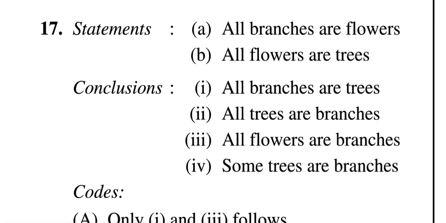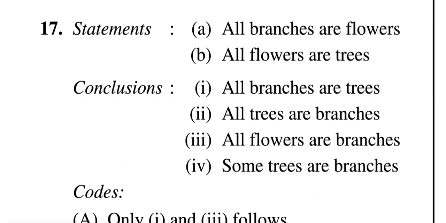Number 17, these kind of questions are often asked, so be used to it. Statements are given like this: all branches are flowers, all flowers are trees. Conclusions are like this: number 1, all branches are trees; 2, all trees are branches; 3, all flowers are branches; 4, some trees are branches. So these kind of questions will be asked in abundance, so try to solve this kind of questions so that you can solve them easily, effortlessly.